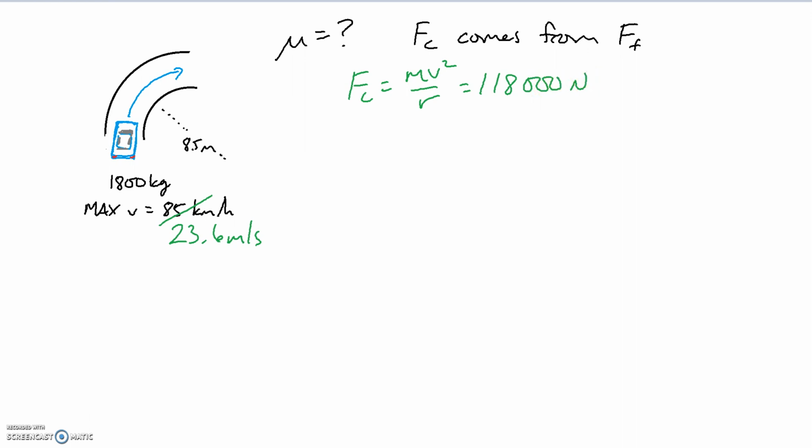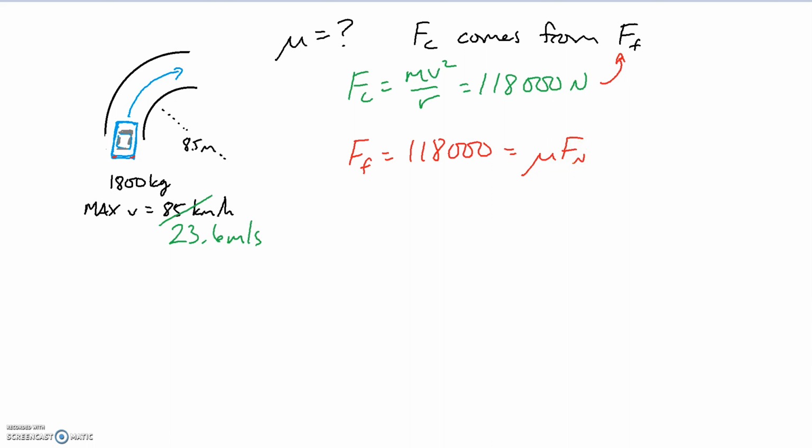Now this, of course, as I mentioned before, comes from friction. Without the friction, the car is just going to go in a straight line, like when it would hit a patch of ice in the wintertime. So I can take that force and make that equal to my force of friction. Now, of course, to calculate friction is just the coefficient of friction times the normal force.